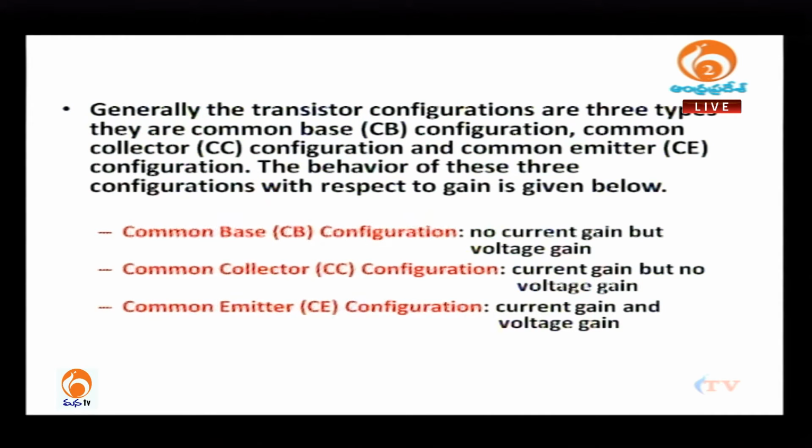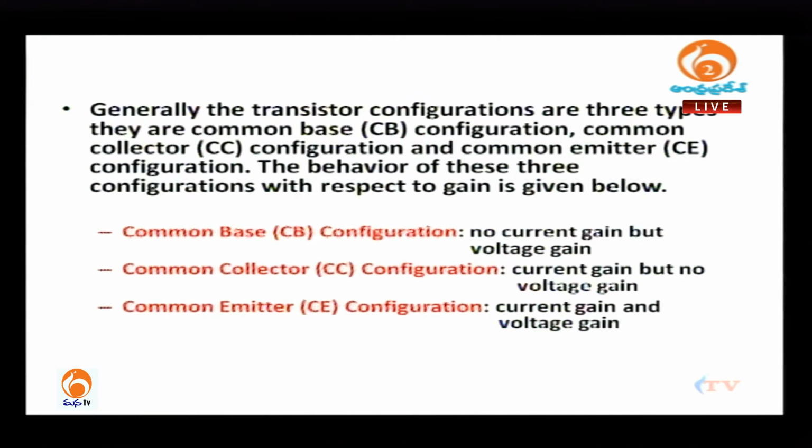Now, if the common terminal is base terminal, then it is called common base configuration. Now, in common base configuration, no current gain takes place, but only voltage gain takes place. Now, next comes common collector configuration. Now, in common collector configuration, collector terminal is made common to both input as well as output. Now, here current gain takes place, but no voltage gain takes place. Now, in the case of common emitter configuration, we make emitter terminal common to both input as well as output. Here both current gain and voltage gain takes place.